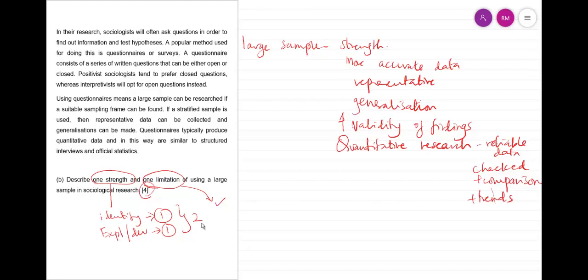One limitation, however, is that a larger sample means more costly research. Eventually, this might fail the research if there is shortage of funds. Additionally, you might have already thought about how a large sample means that the research becomes more time-consuming.